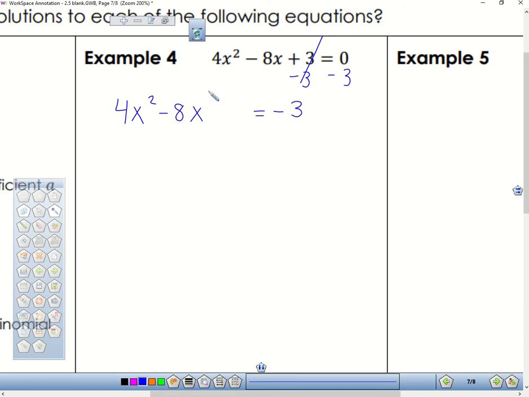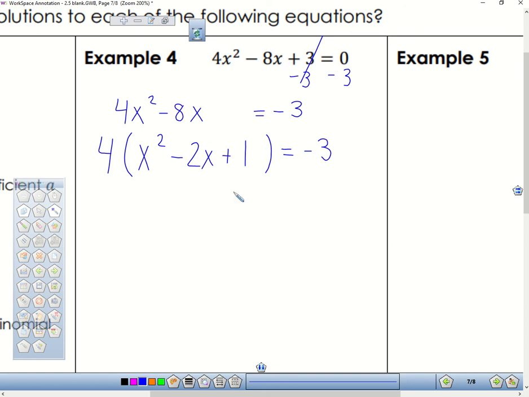Now, think about the left side of my equation. What can I factor out of that? 4. Good, I can factor out a 4. So this is going to become 4(x squared minus 2x. And now you're going to end your parentheses over here, because you have to put in that c term that we haven't created yet. Now we're going to create our new c term. So we take half of our b term. What's half of -2? -1. And what's -1 to the second power? That's what I'm going to add here.